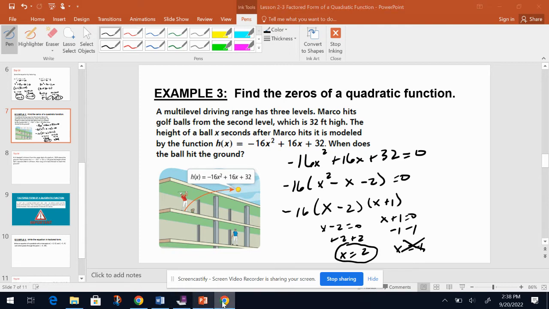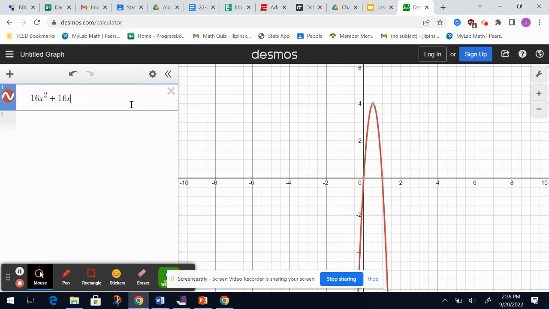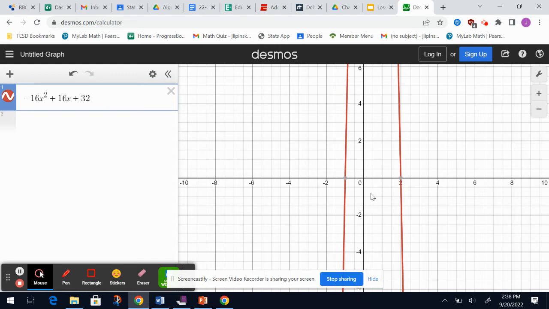So if I were to look at this problem on Desmos, and I put in negative 16, whatever. If it said t squared or x squared, it doesn't matter. You can use either one. Plus 16x, then it was plus 32. Okay, notice where it crosses the x-axis. Look, the graph shows me. Know that x-intercepts are where the graph crosses the x-axis, and you don't have to factor it. You can literally just type it in there.